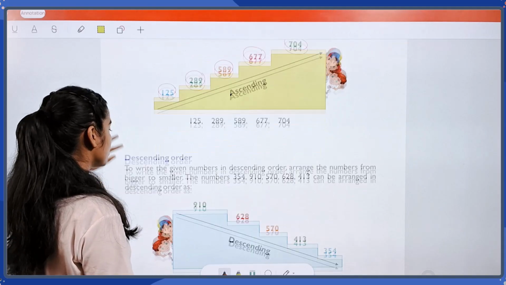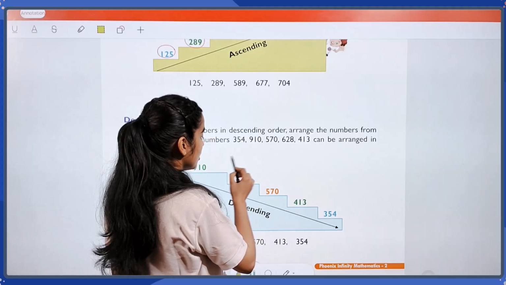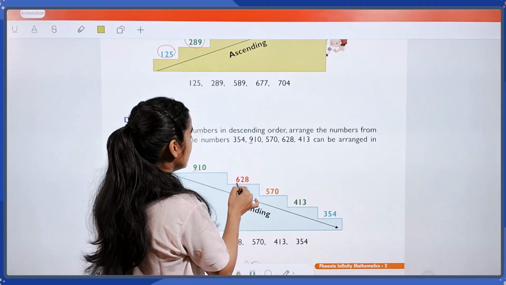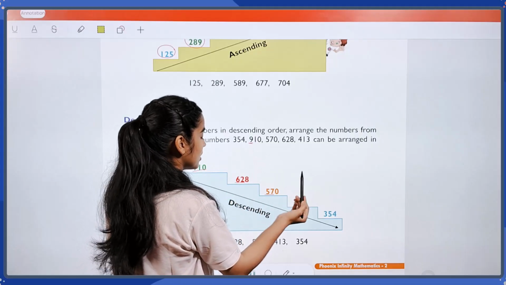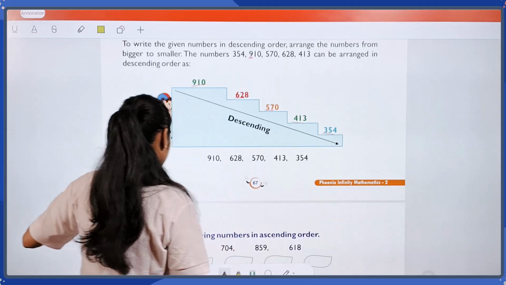Now we have to arrange in descending order. So the same process. Now you have to check which one is bigger. So 9 is bigger, right? So 910, then 628, then 570, then 413, and then 354. This is your descending order.